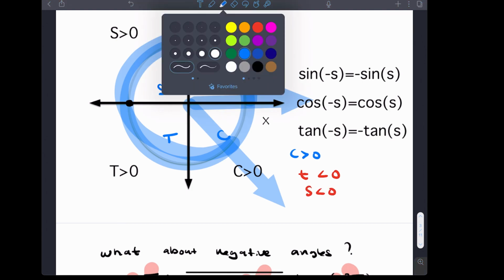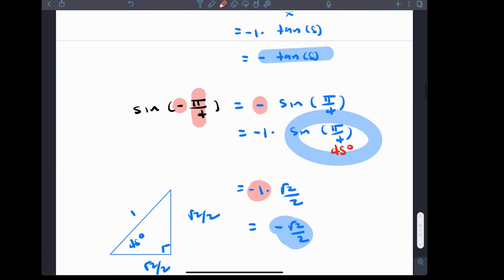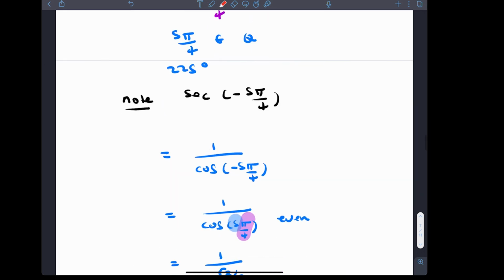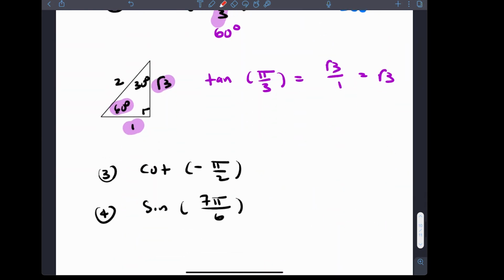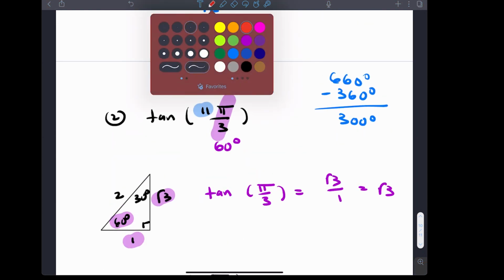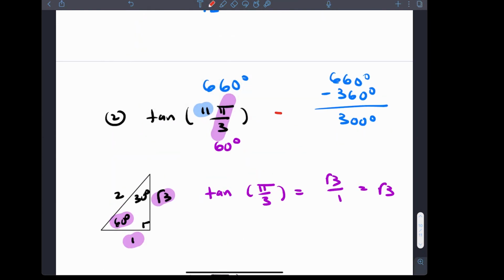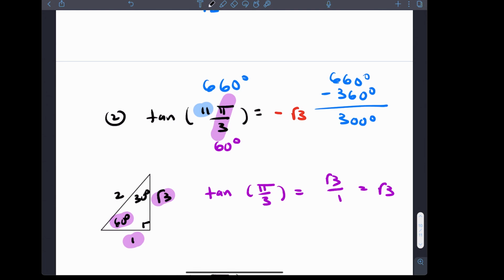So what are we looking for? Is it tangent? That'll be what? Negative. Okay? So just put the negative sign. Yeah, just negative sign. Where is this thing at? Final answer. Negative what? Square root of 3. And that's all you do.